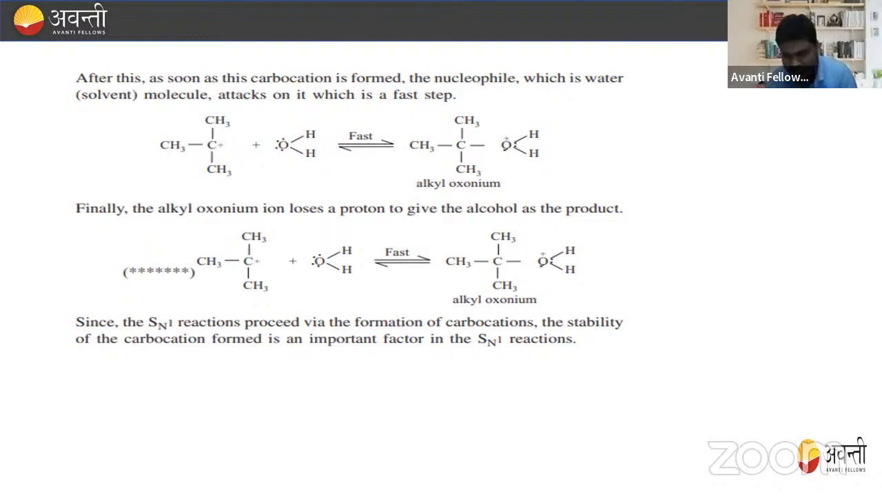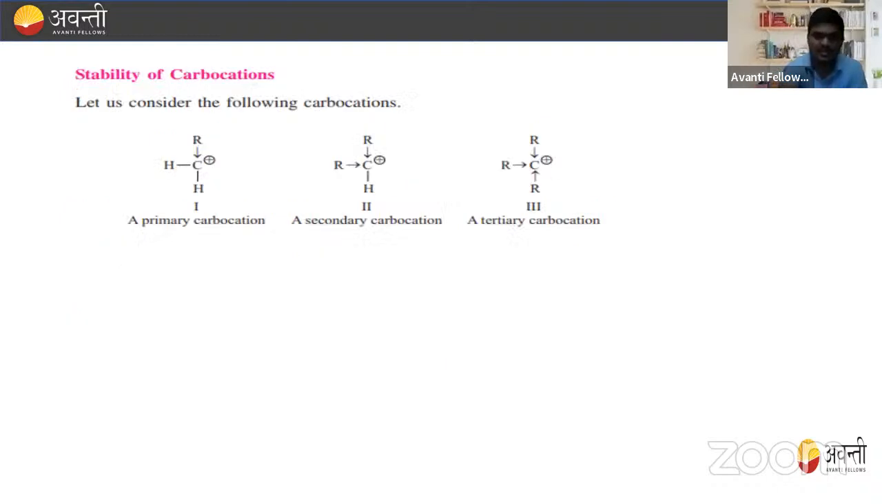So in this, the formation of the carbocation is the slowest step and the rate determining step. Similar to SN2, where the formation of the transition state is the rate determining step, the slowest step. Finally, the alkyl oxonium ion loses a proton to give the alcohol as the product. So we get this. Since the SN1 reaction proceeds via the formation of a carbocation, the stability of the carbocation formed is an important factor in the SN1 reaction.